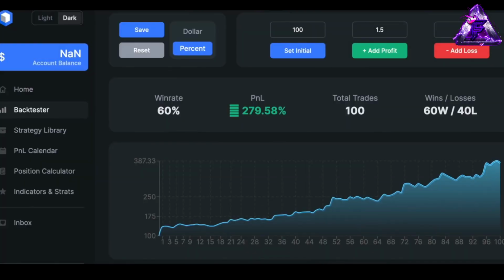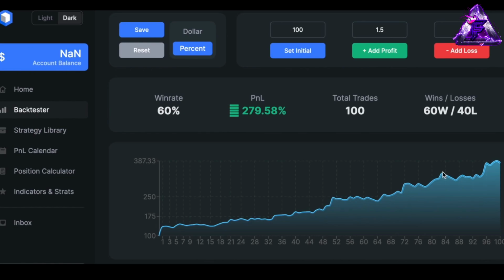Okay, so I finally finished my backtesting, and as we can see, the win rate for this strategy is 60%. I found those 100 setups within 2.5 months, and we increased our account size by 279.58%. But bear in mind these numbers will be different when trading live because of spreads and fees. We see the equity curve looks fairly consistent, and we didn't have any massive drawdowns.